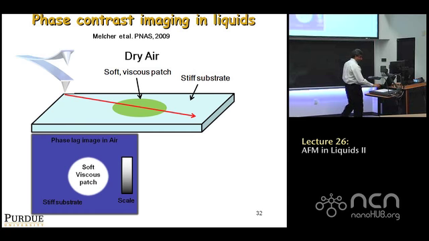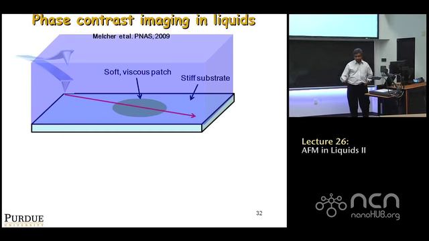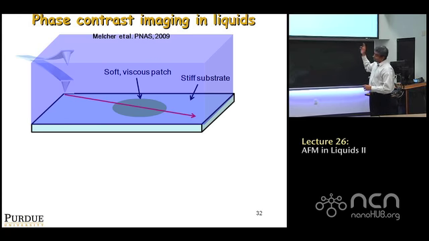On the other hand, now we put the whole thing in liquids, right? Now, what ends up happening in liquids, I'll provide you a couple of references that prove it, is when you're doing intermittent tapping on bacteria and cells, or bacteria and viruses and membranes, when you have a soft viscous patch on a stiff substrate, the main source of energy loss is this ringing. Very little of it goes into viscosity or viscoelasticity of the sample. There are reasons for it. It has to do with low quality factors.